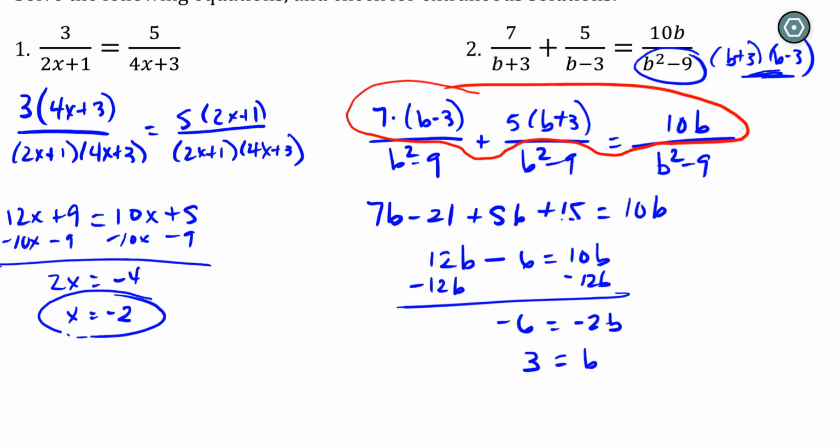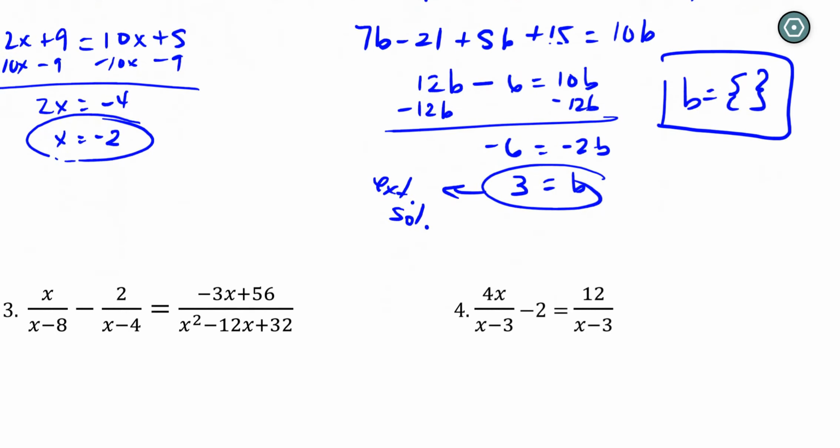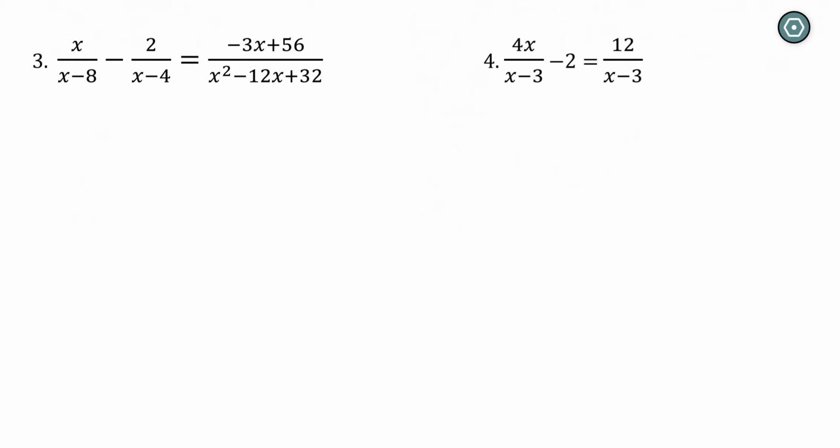Now that's great, and that is a solution, but unfortunately it makes this fraction here undefined, and this fraction undefined. Therefore, this winds up being an extraneous solution. So the answer for b is actually no solution, because this is extraneous. Let's take a look at 3.